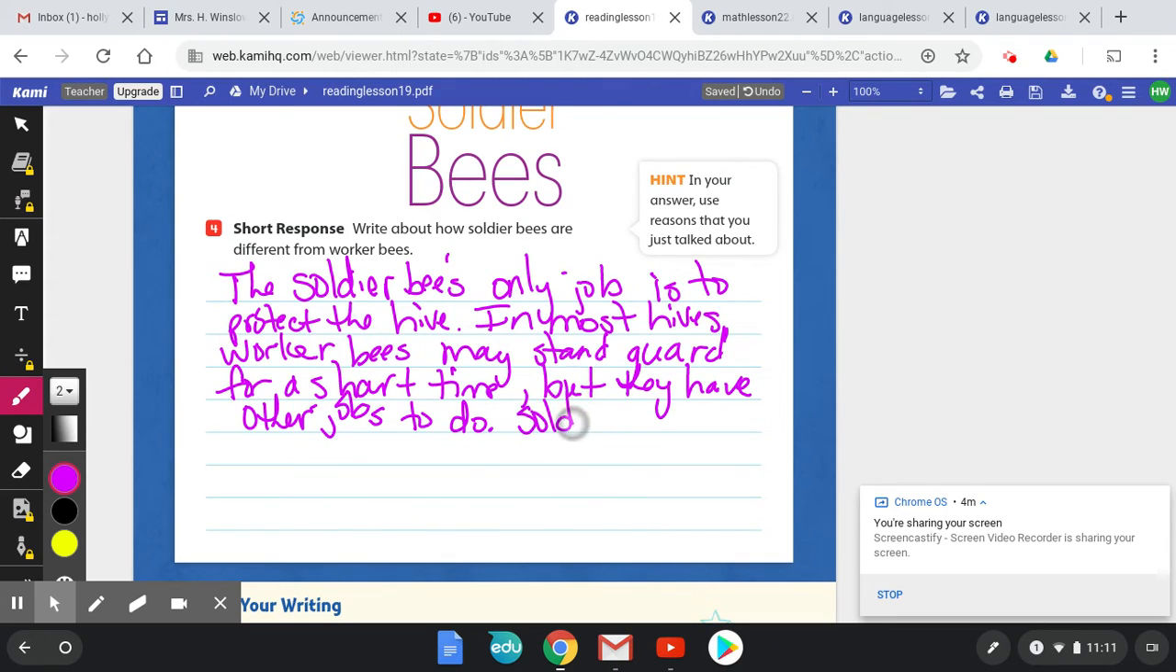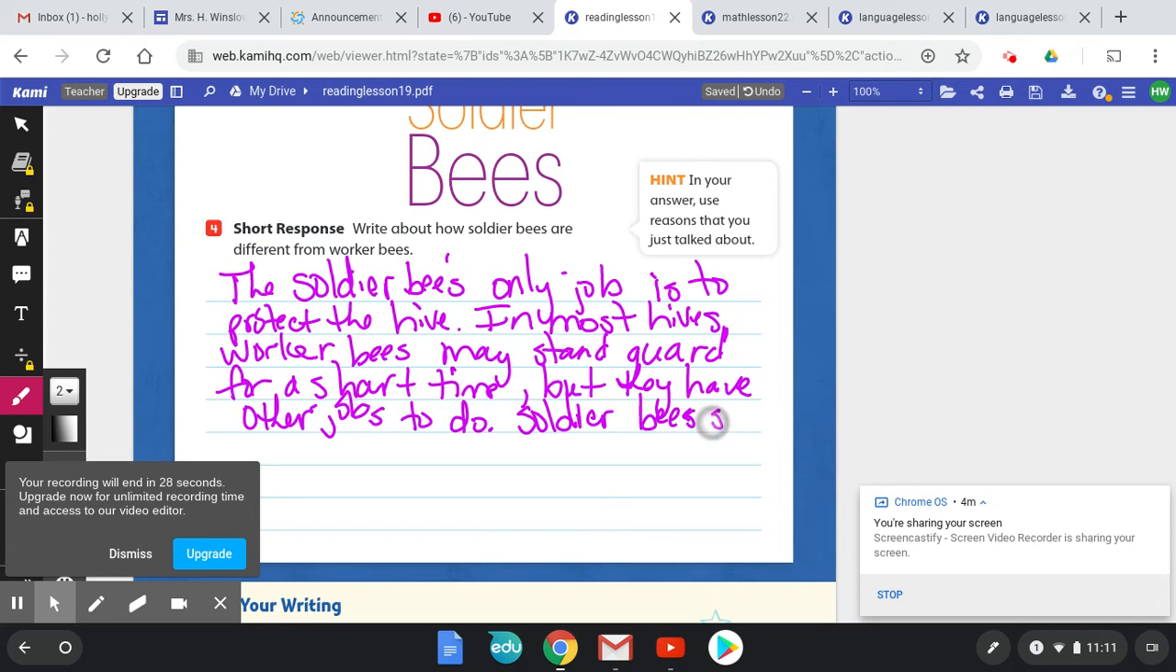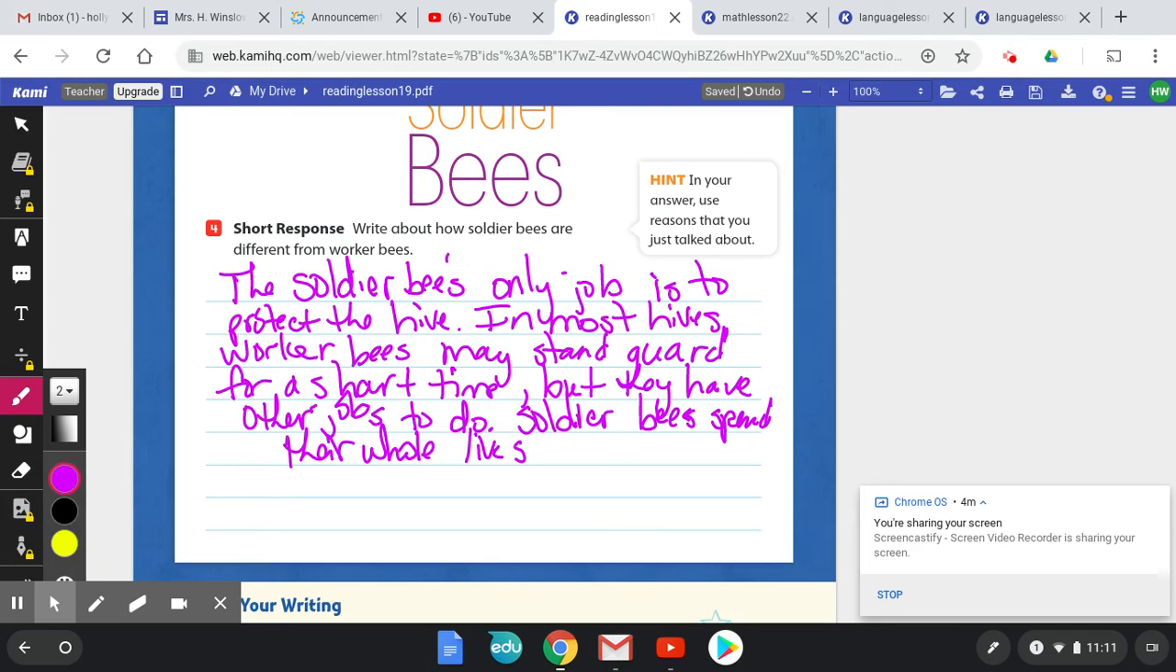And that soldier bees spend their whole lives defending the hive from other insects. Remember, it doesn't have to be exactly like mine, but it should have some of the same points. All right, good.